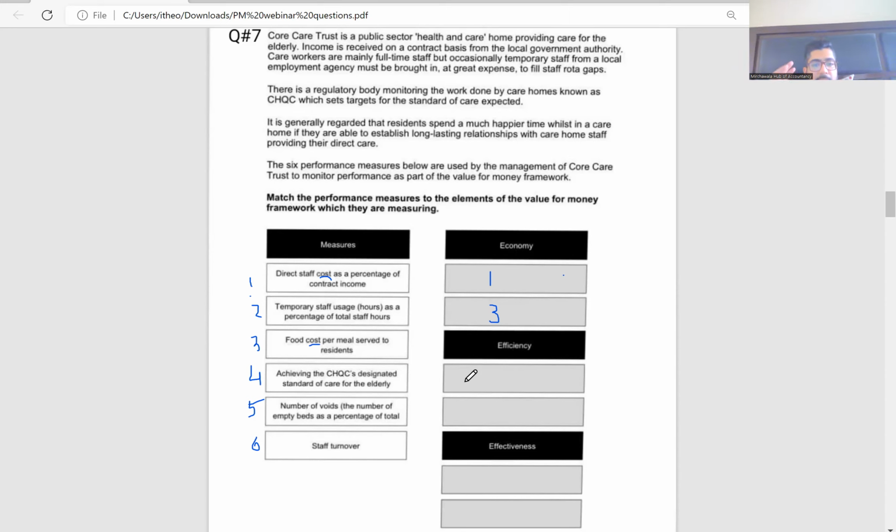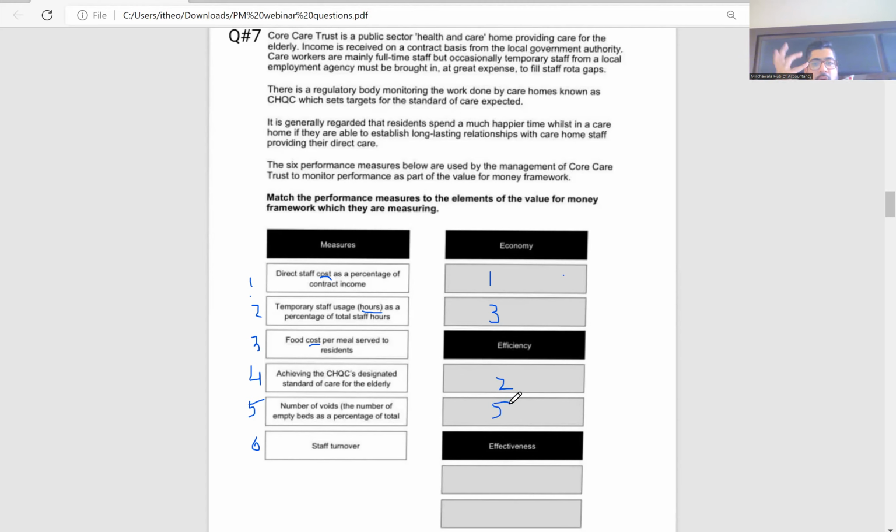Now efficiency. Efficiency usually relates to hours, time. Okay. So efficiency suits to five.